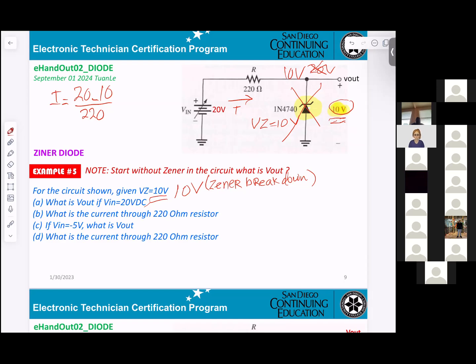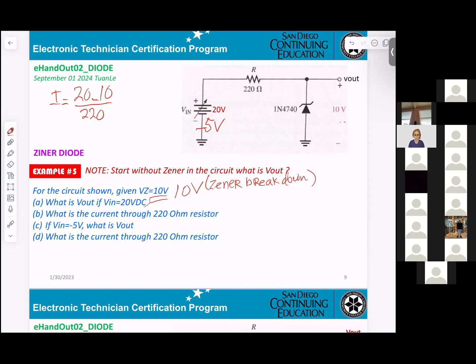Okay, number C. If Vin is now minus 5 volt, what is Vout?